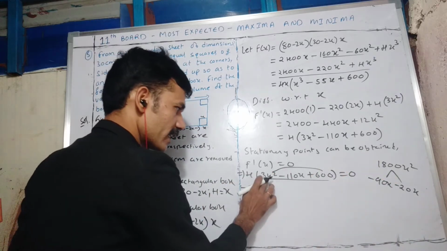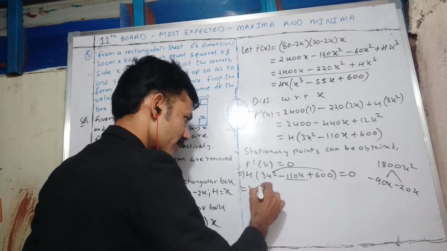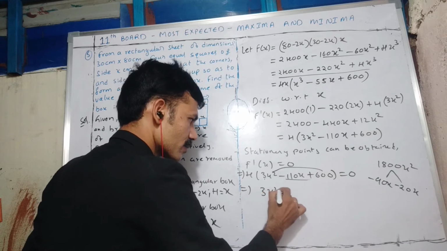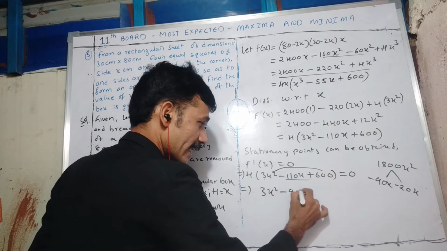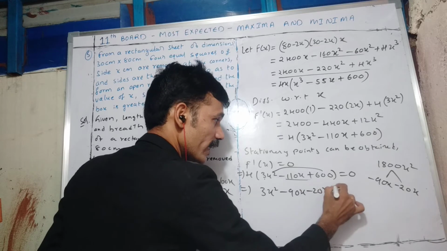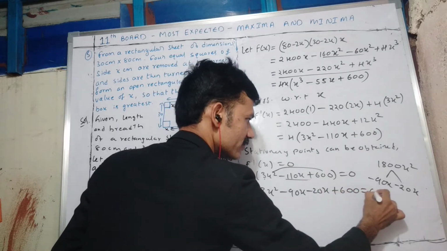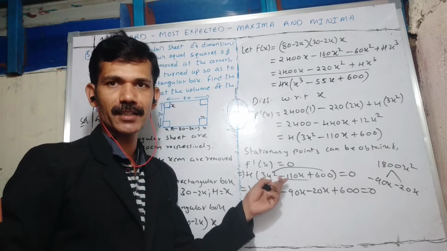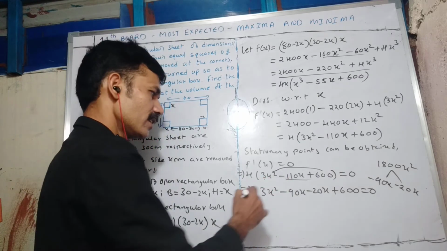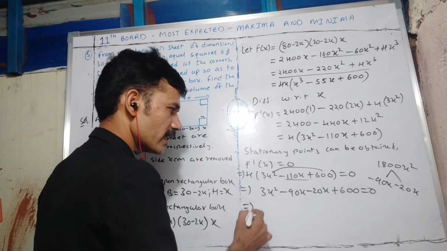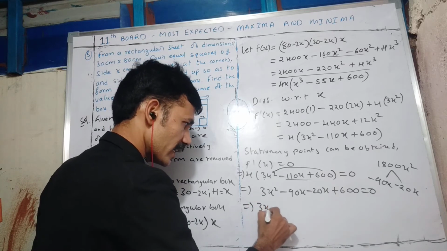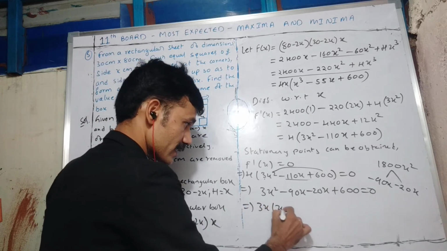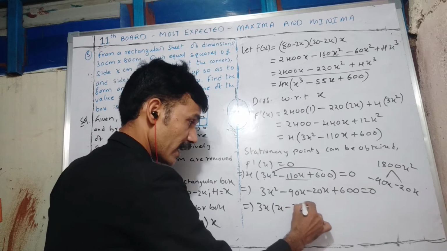So we have to split the middle term: 3x² − 90x − 20x + 600. See, minus 90 minus 20 is minus 110, I have not made any change. Now in the first two terms, what can we take common? 3x we can take common, so x − 30 will be there.